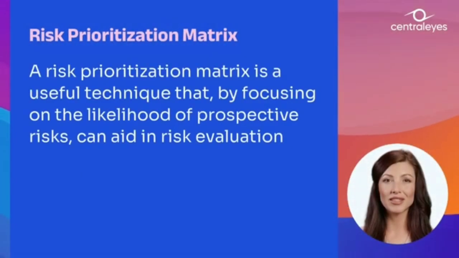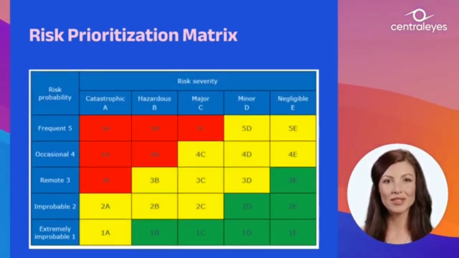A risk prioritization matrix is a useful technique that, by focusing on the likelihood of prospective risks, can aid in risk evaluation. Using a risk assessment matrix, you can quickly determine the risk of your project. Here is an example of a simple risk matrix.